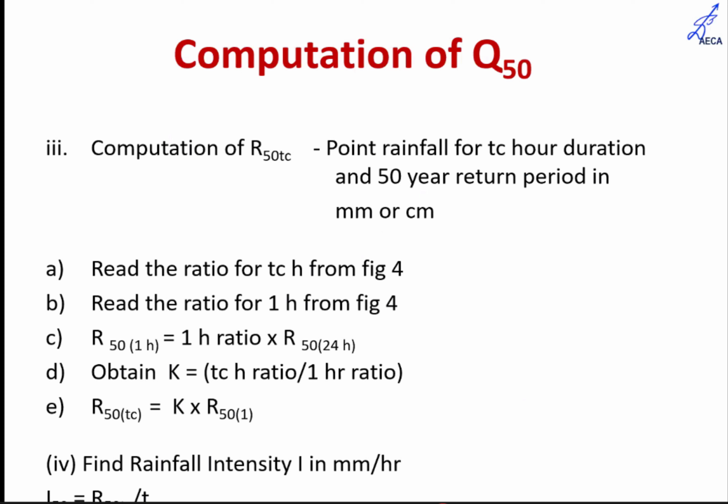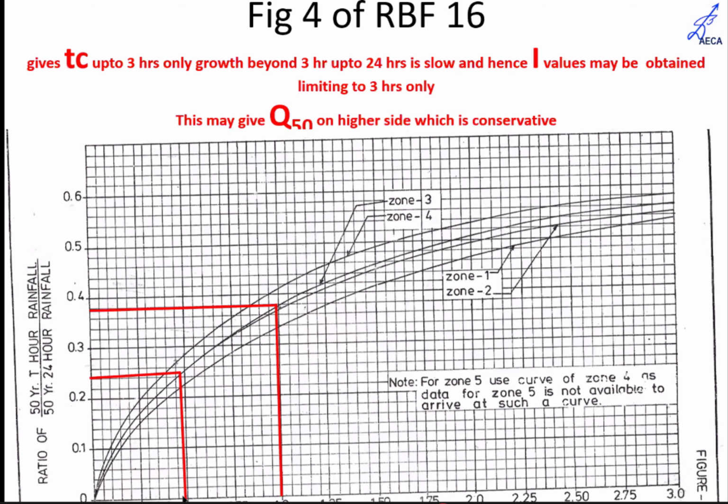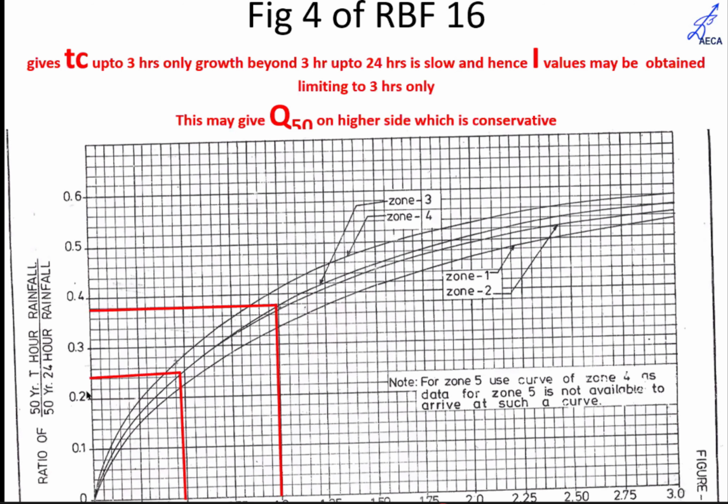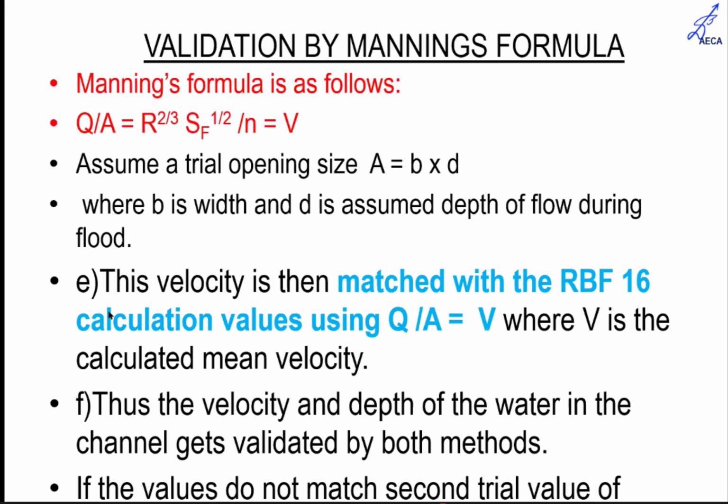To evaluate the estimate of the discharge, we need the point rainfall for the TC hour duration, that is our time of concentration, for the 50-year return period. This can be done by reading the TC-hour ratio from figure 4, which is given in RBF 16. So for a TC value, which in our case we work out from (L²/H)^0.345, we get a TC of 0.48, and corresponding to that, this ratio comes to 0.25, and the 1 hour ratio comes to 0.38.